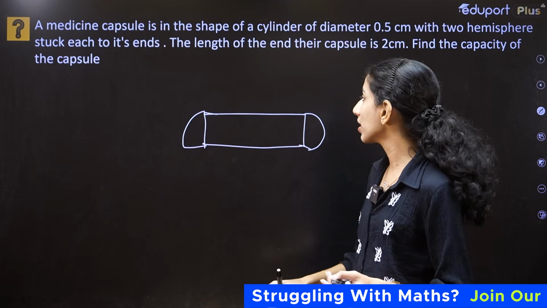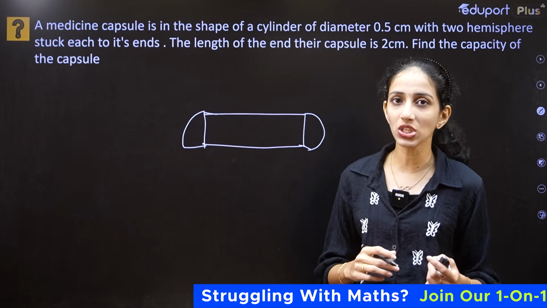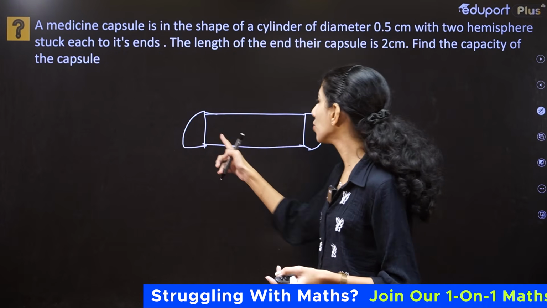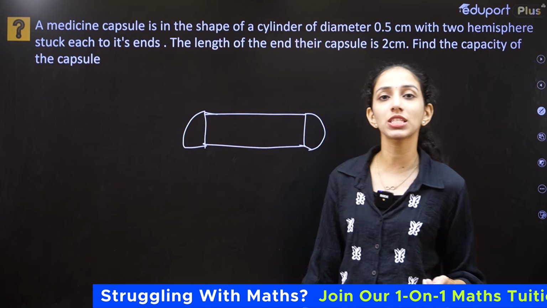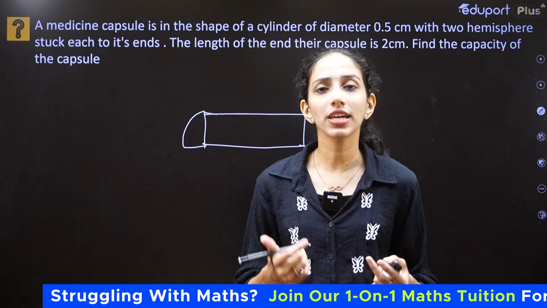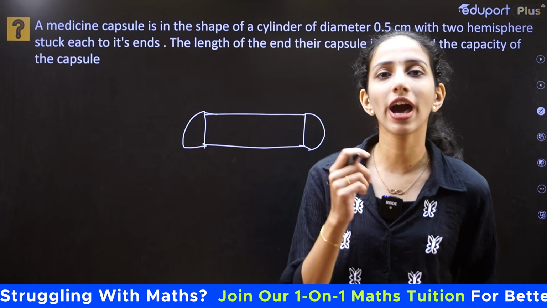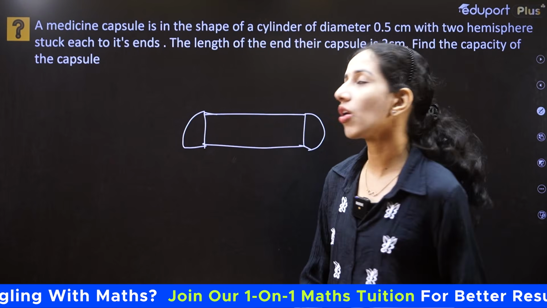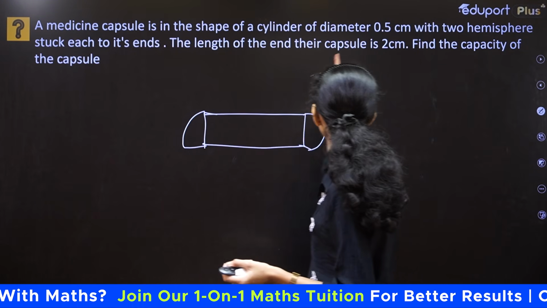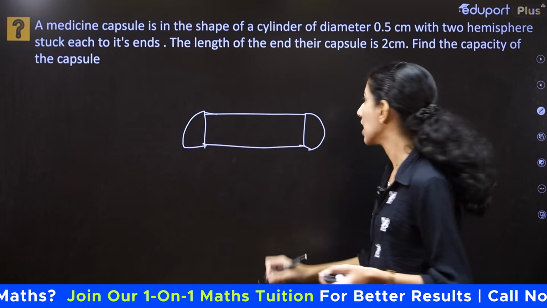Clear? So, we need to find out the volume of each solid. How will you find out the volume of this hemisphere? What is the formula? Yes, 2 by 3 pi r cube. Do you have the value of r? No, we don't have the value of r, but we have the value of diameter.